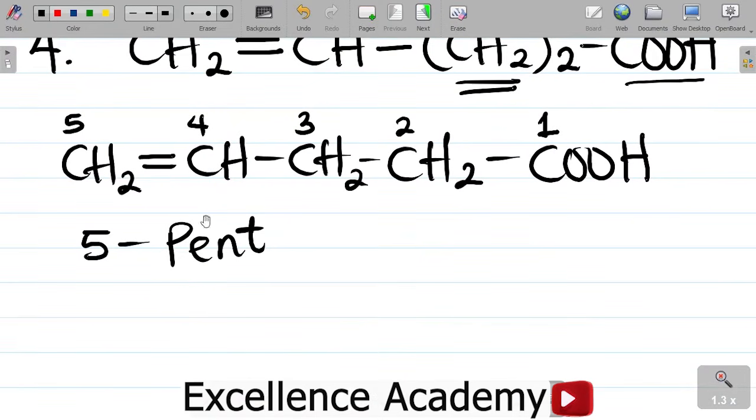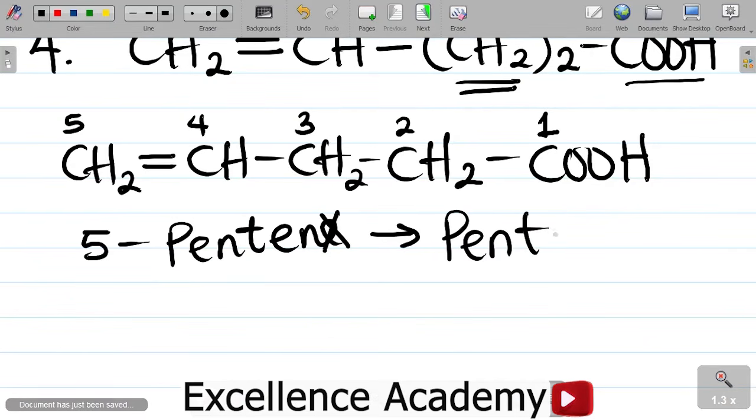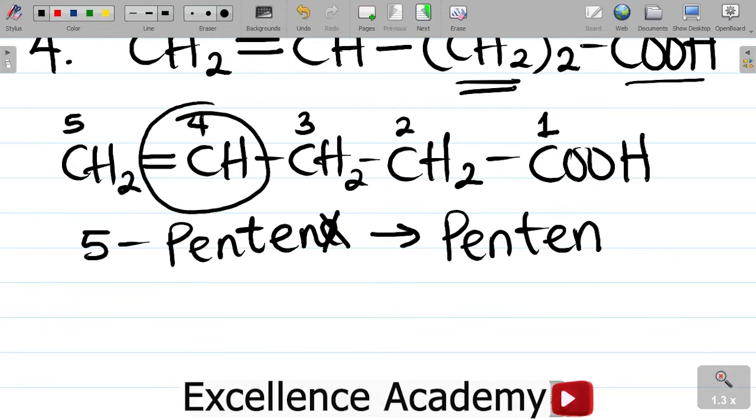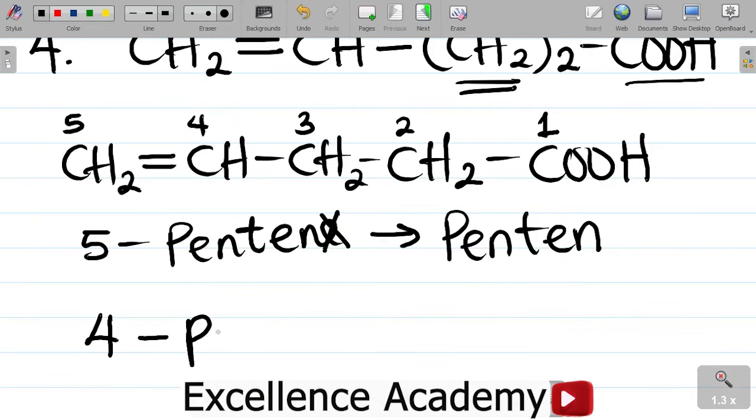Again, this pent has a double bond, and the double bond is attached to carbon 4, as you can see here. Double bond attached to carbon 4 first. That becomes a pentene. But in this case, where you have just one double bond and one carboxyl group, you don't call this a pentene. Nope, you cancel the last E. So this is called a pentane, right? Pentane. Again, observe that the double bond is attached to carbon 4. So we want to show the position of the double bond. So it becomes 4 pentane.